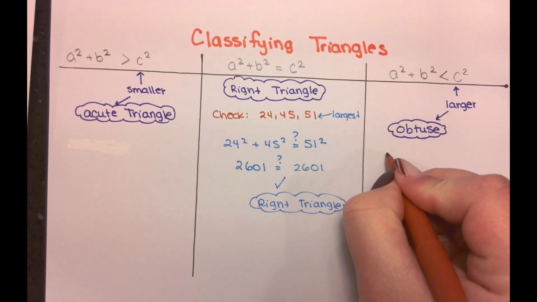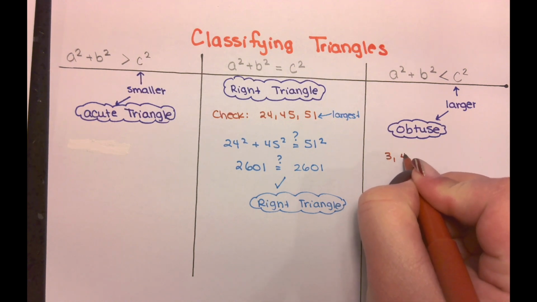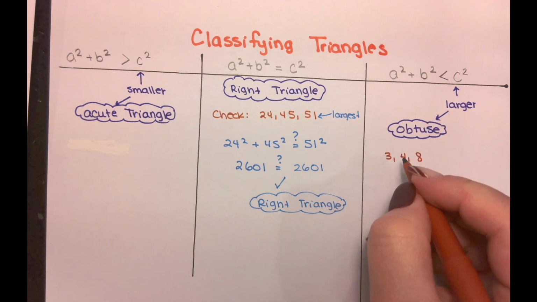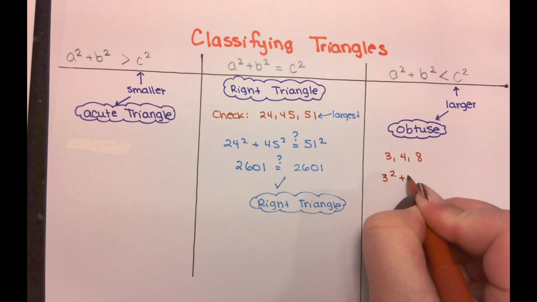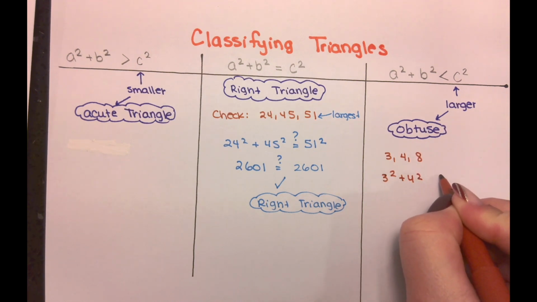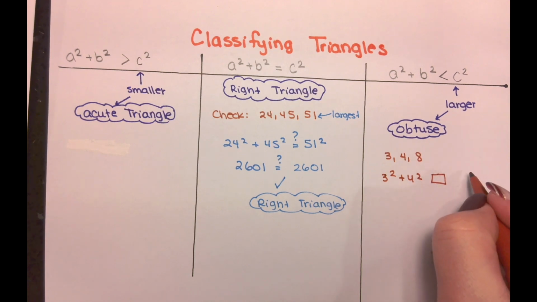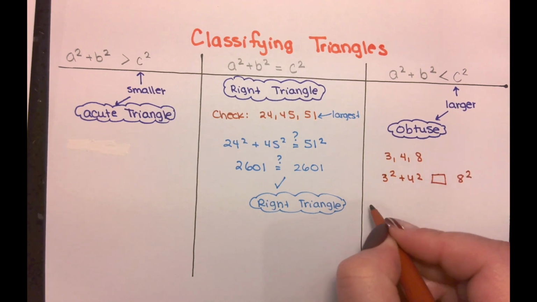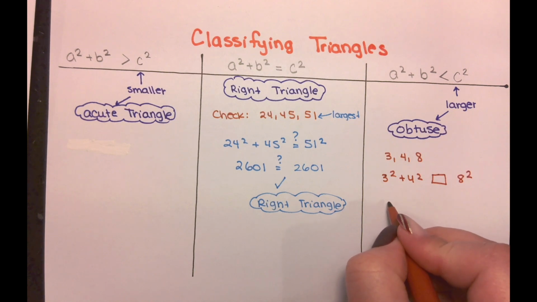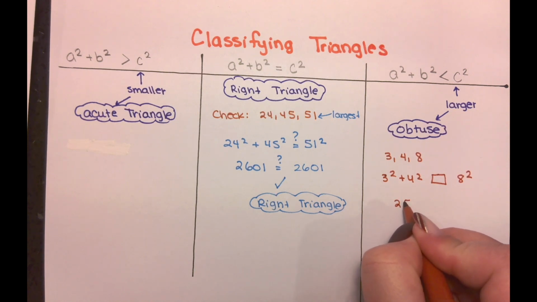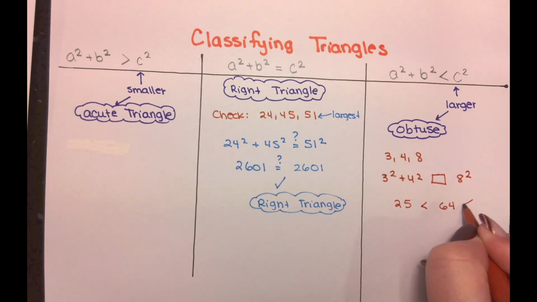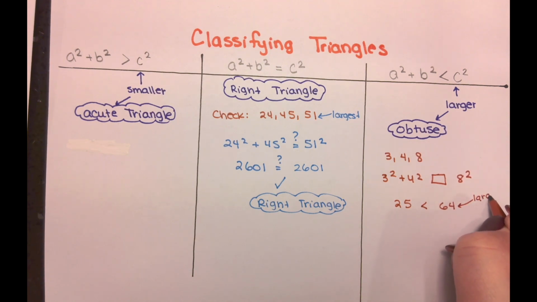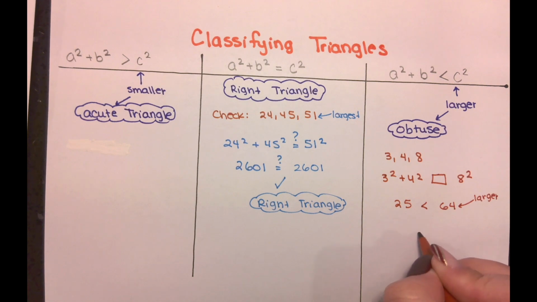So let's go and rewrite that example here real quick. 3, 4, 8, and we have 3 squared plus 4 squared. Again, we're not writing equals. We're going to write a little box here. You can put a little circle there. You can put a little question mark there. So we had 25 is less than 64. Again, this was larger. So we had an obtuse triangle.